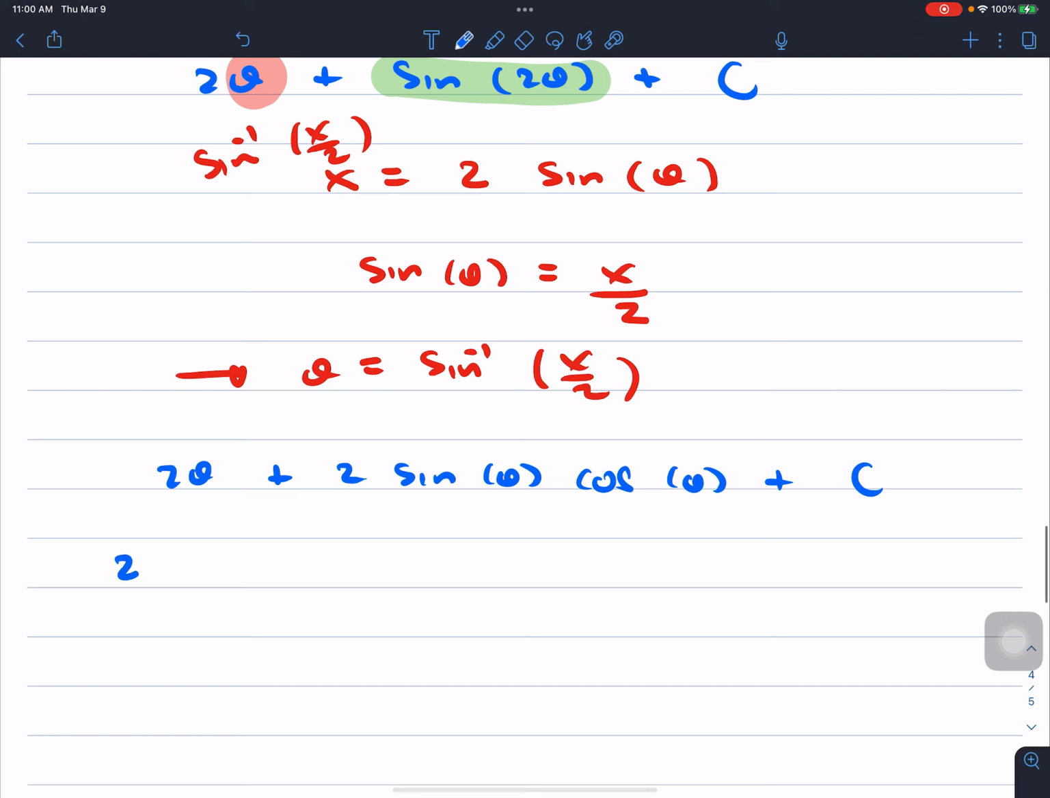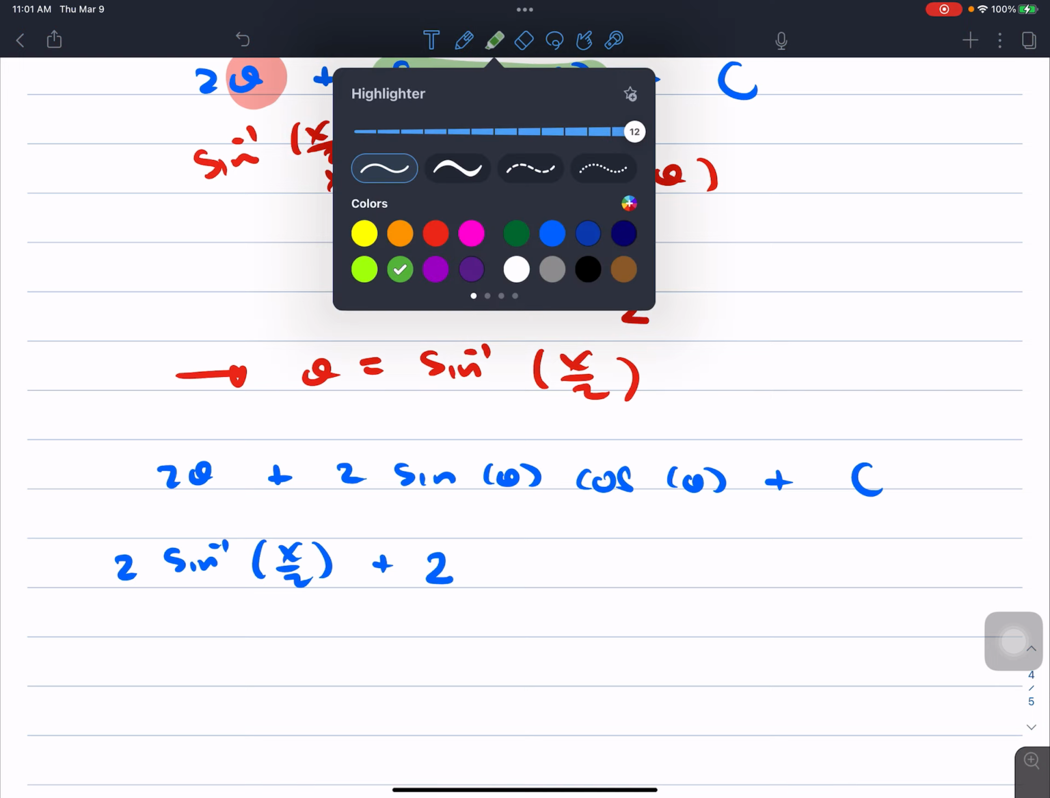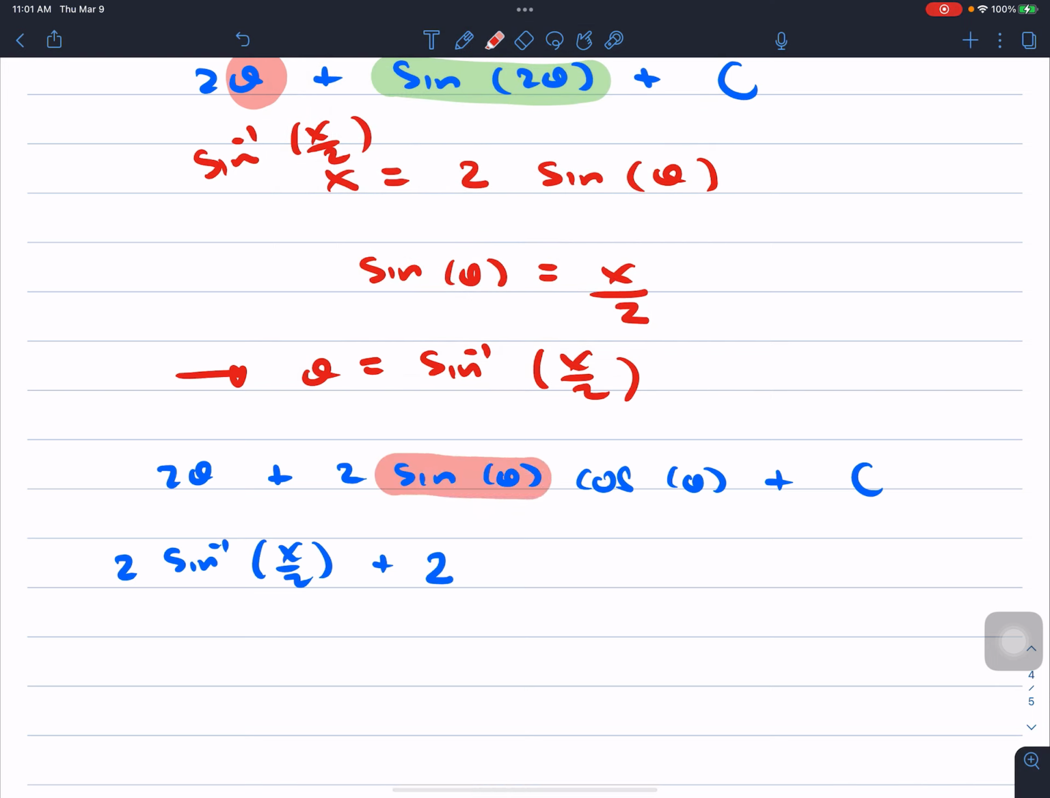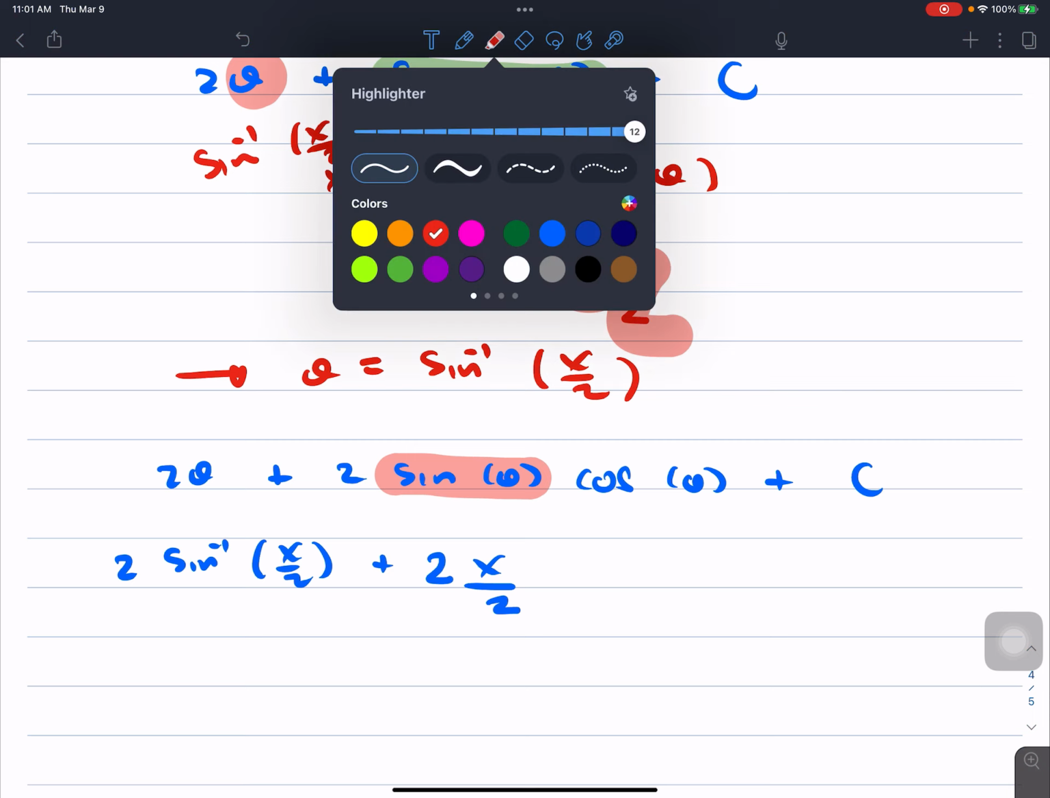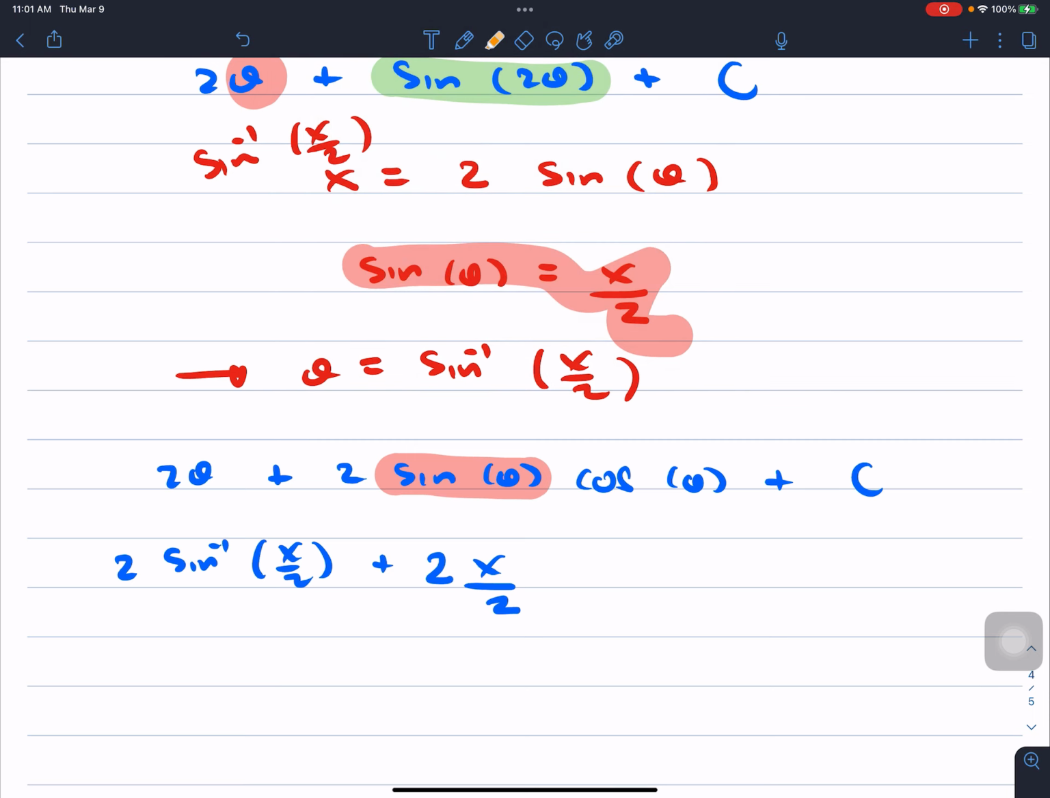What's going on here? This theta we already found. Isn't that inverse sine x over 2 plus 2? What is sine theta again? Do you guys know what sine theta is? Right here, sine theta is what? Replace this with x over what? 2. What's the last thing that I need, though? I need what? Cosine theta.